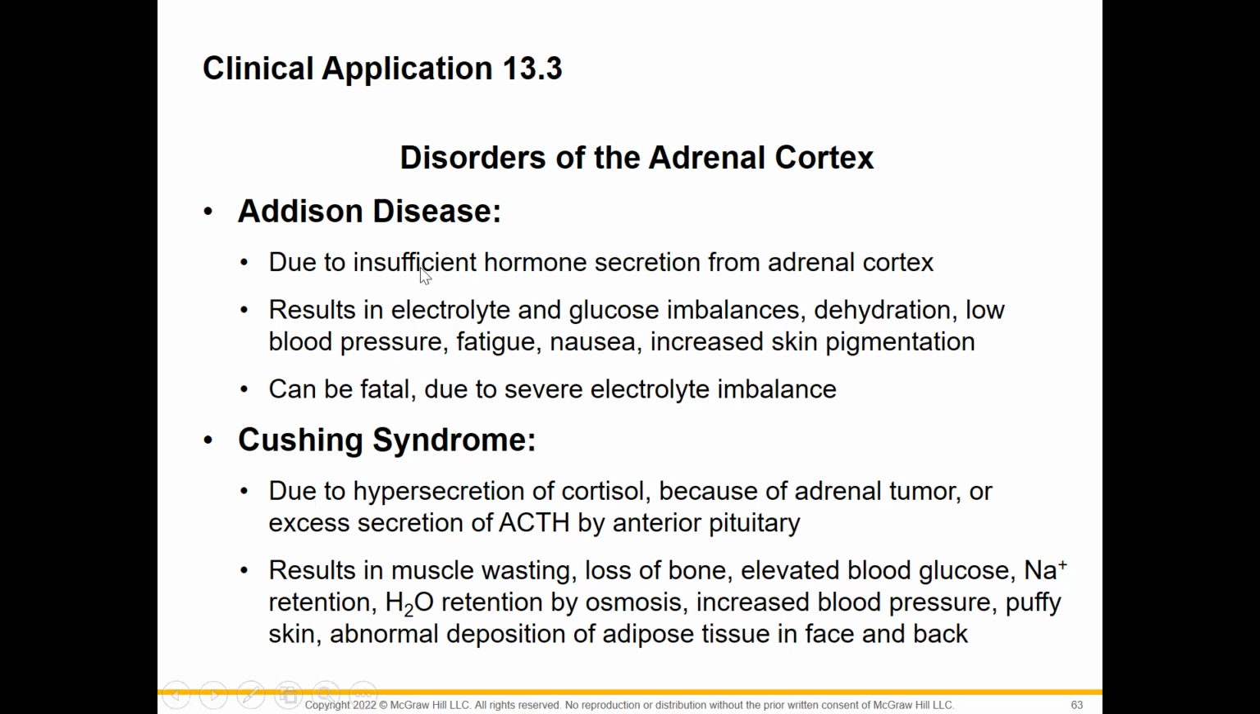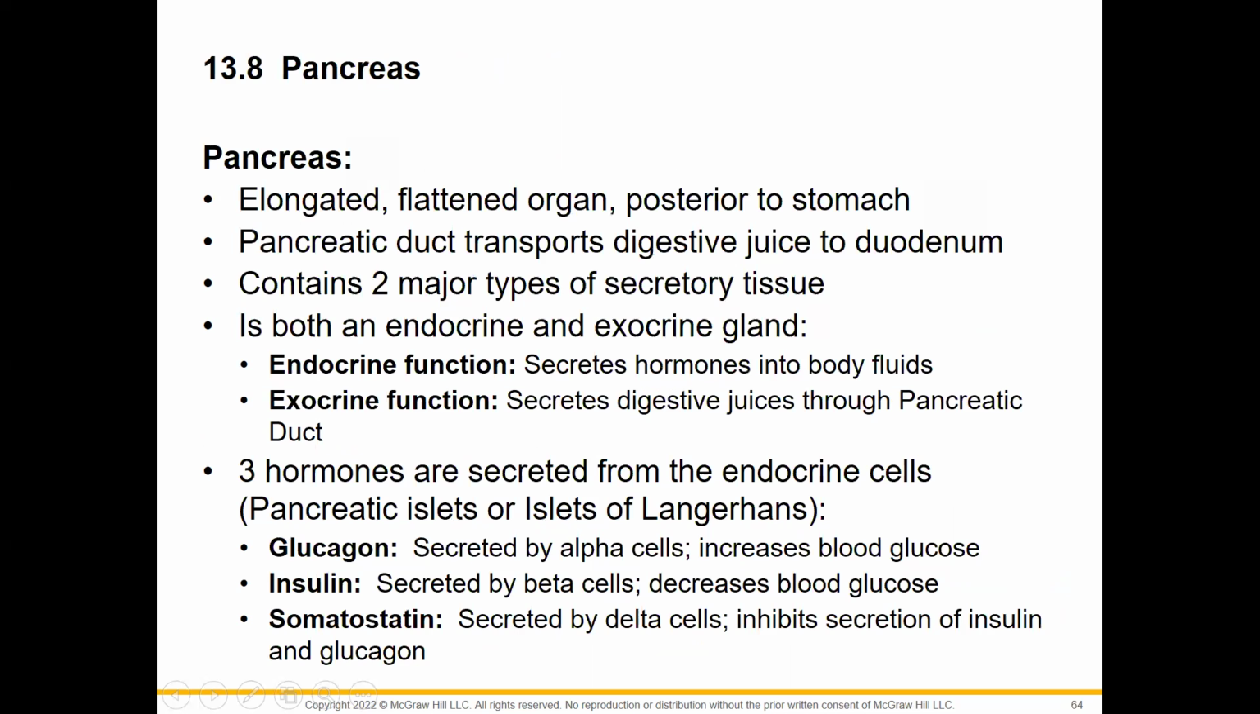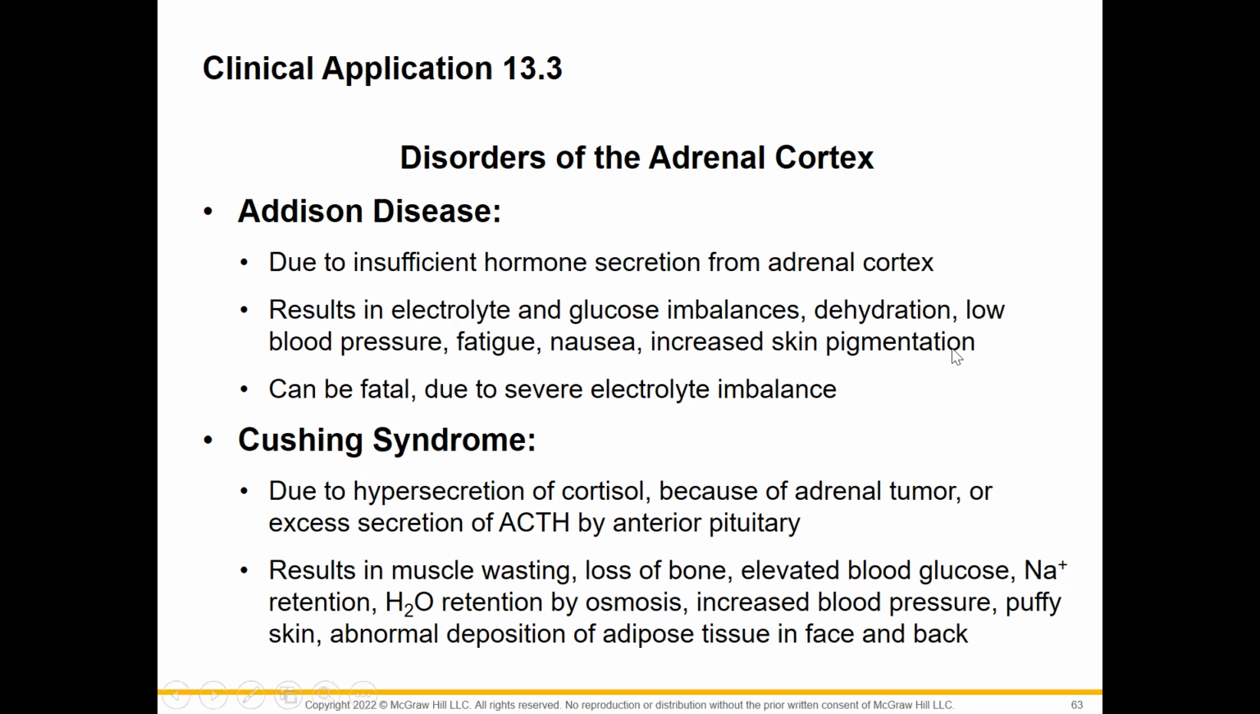So these are the two main disorders of the adrenal cortex. Let's go ahead and stop there. I'll see you on the next video.